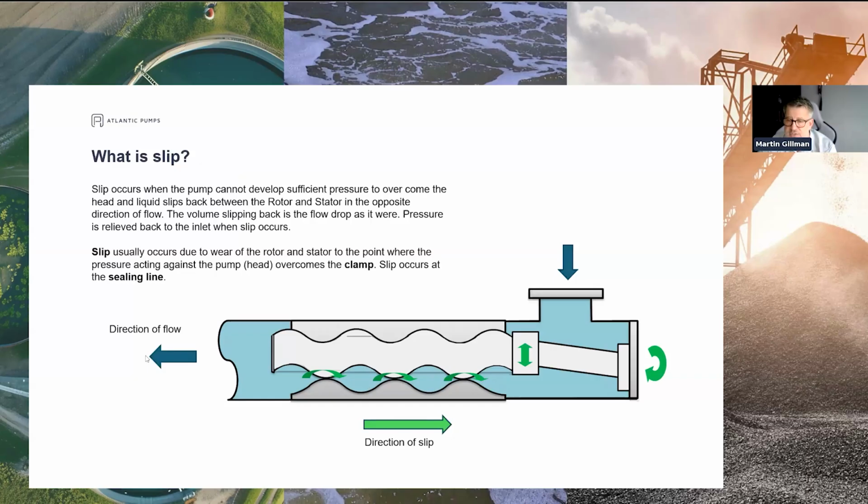So rather than getting 100% moving forward, we might get 90. And as the pump continues the wear, that will drop to 80, 70, and so on and so on. So we will get a portion of what we're hoping to be moving forward with the pump slipping back through it.